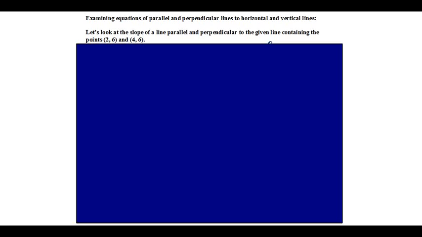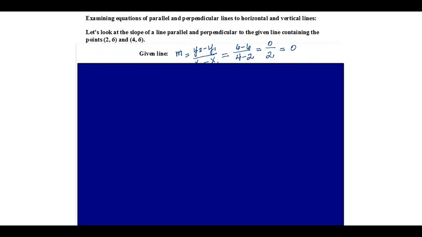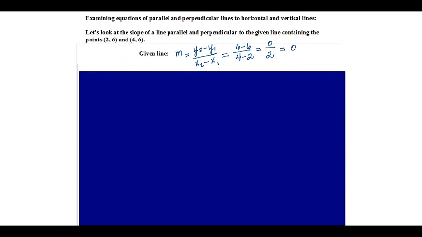Next, this one is different for a couple of reasons. We're looking at equations of parallel and perpendicular lines with horizontal and vertical lines. The first step that is different is that we're given 2 points. We're not given the equation, but we know that we can find the slope from 2 points by using our formula, which is m equals y2 minus y1 over x2 minus x1. It doesn't matter which point we start with, we just have to be consistent.